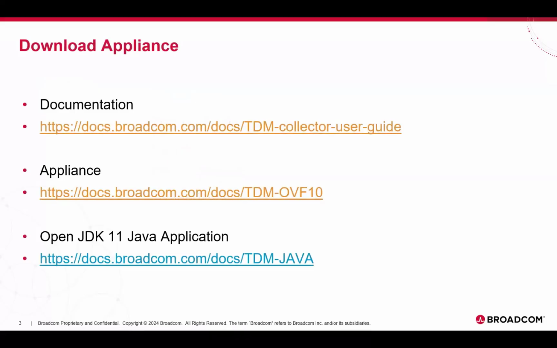Got a couple links here. We'll use the first two that are highlighted in orange in the session today. The first one is the collector user guide. It contains documentation for both the appliance and the Java application. And then we'll specifically download the appliance and deploy it to a vSphere lab and then use it to collect data. Also included is a link to a JDK 11 Java application. So if you would want to install OpenJDK on Mac or Windows to be able to run this tool, that is also supported.